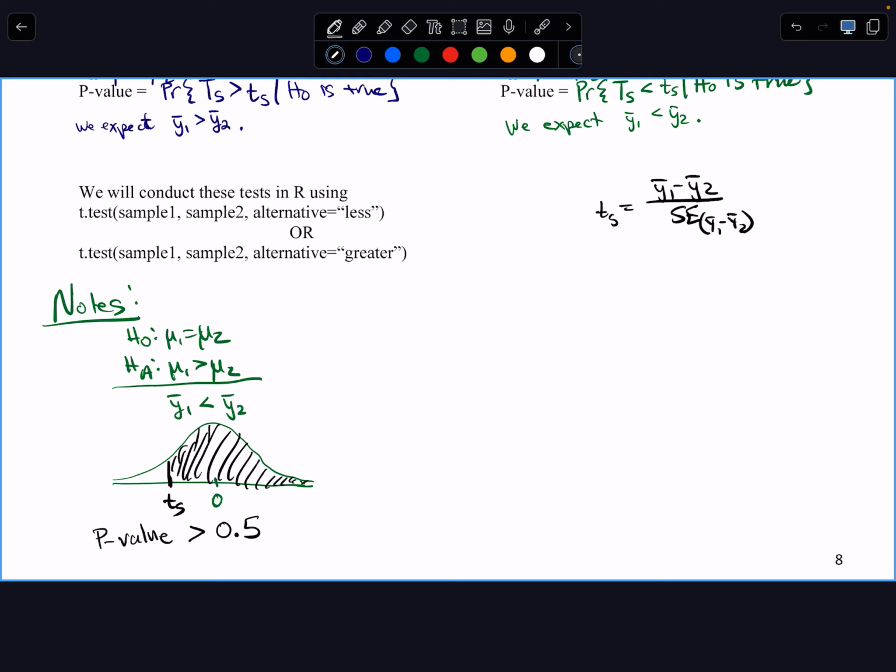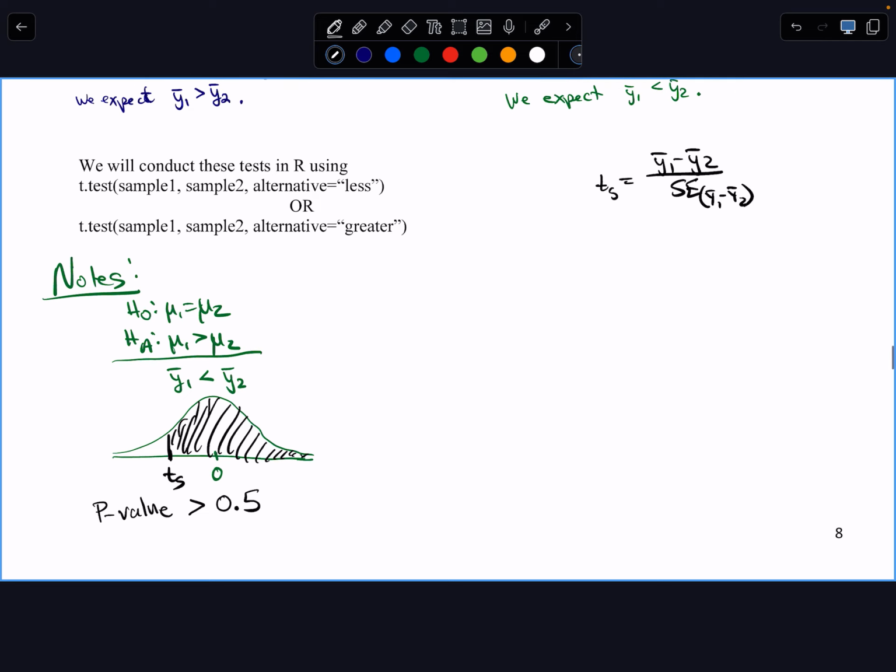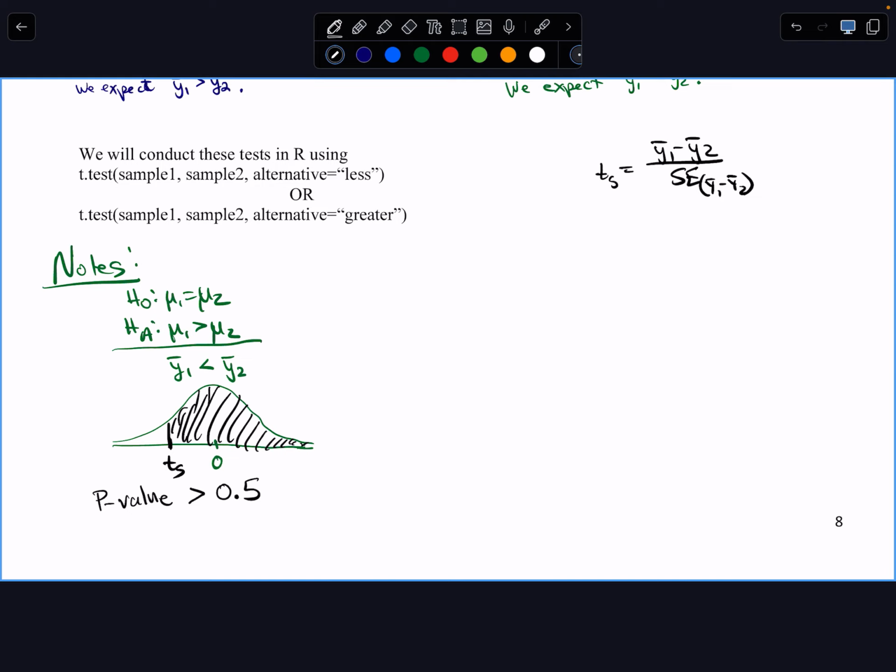I'm saying 0.5 because it's more than half of the area. Half of the area is shaded to the right, and we have more than that. This is not like the significance level 0.05. Don't confuse these. I'm saying greater than 0.5 because it's more than half of the shaded area. If I get a p-value that large, I'm never going to reject the null hypothesis. And so I already know that this is going to be my result. I'm going to fail to reject the null hypothesis.